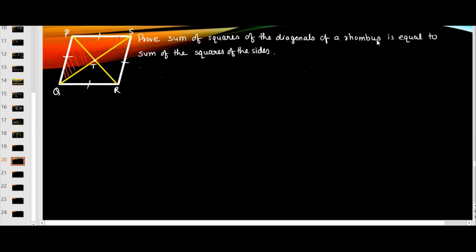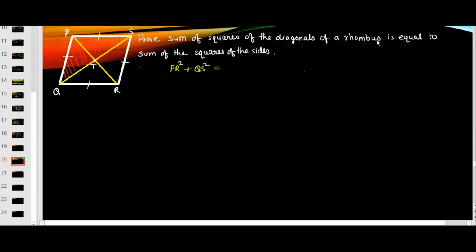Next question, we are going to discuss another proof here, that is the rhombus. Proof using the Apollonius theorem. We are going to use that theorem formula and try to prove this question. Okay, here the question is, prove the sum of squares of the diagonals of a rhombus is equal to the sum of squares of the sides. Okay, how to write this? It means the sum of squares of the diagonal lengths, which are PR and QS. So the addition of PR square and QS square is equal.